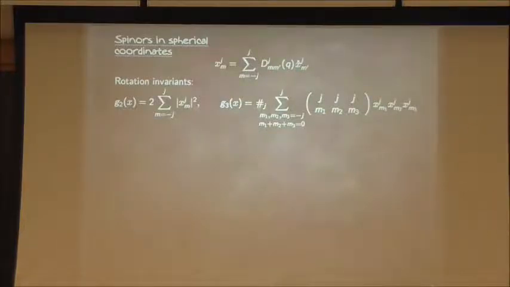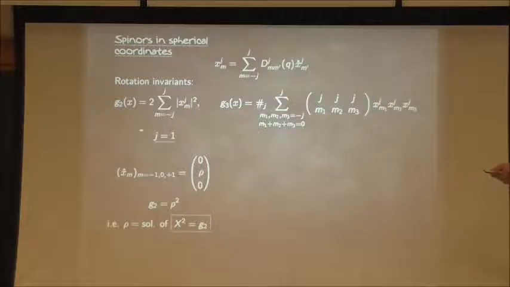the Euler angles. Note that we can construct spherical invariants, so spherical scalars or rotation invariants, out of spinors by coupling them as spherical tensors. So there's a second order invariant, a third order invariant, even higher order invariants in general. But this is a Wigner 3j symbol. So this is the coupling of spherical spinors.